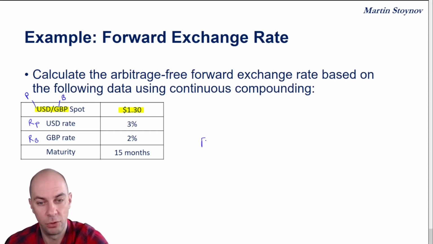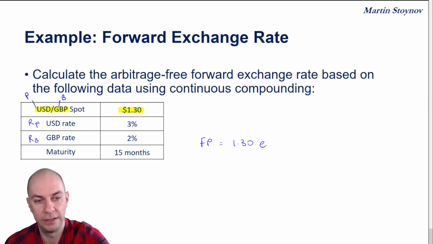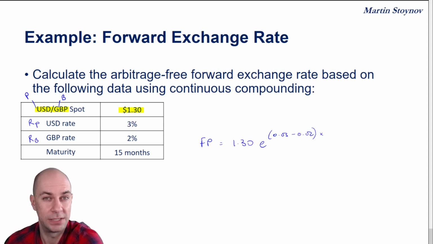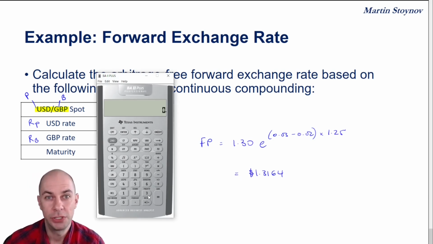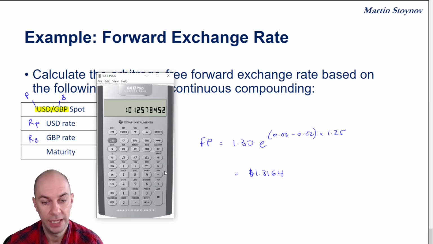So if I just say the forward price here is the spot price, Mr. Euler, then the first interest rate I need is 3%, the second one is 2%, and then I'm going to need a time factor of 15 months, which is 15 over 12, or 1.25. And again, let's just make sure you can do this on your calculator. 3 minus 2 is 1. We start with the power, multiply by the time factor, hit equals, and now we want e to that number, so second ln, and then multiply by the spot as our final step to give us the arbitrage-free forward price of $1.31.64.